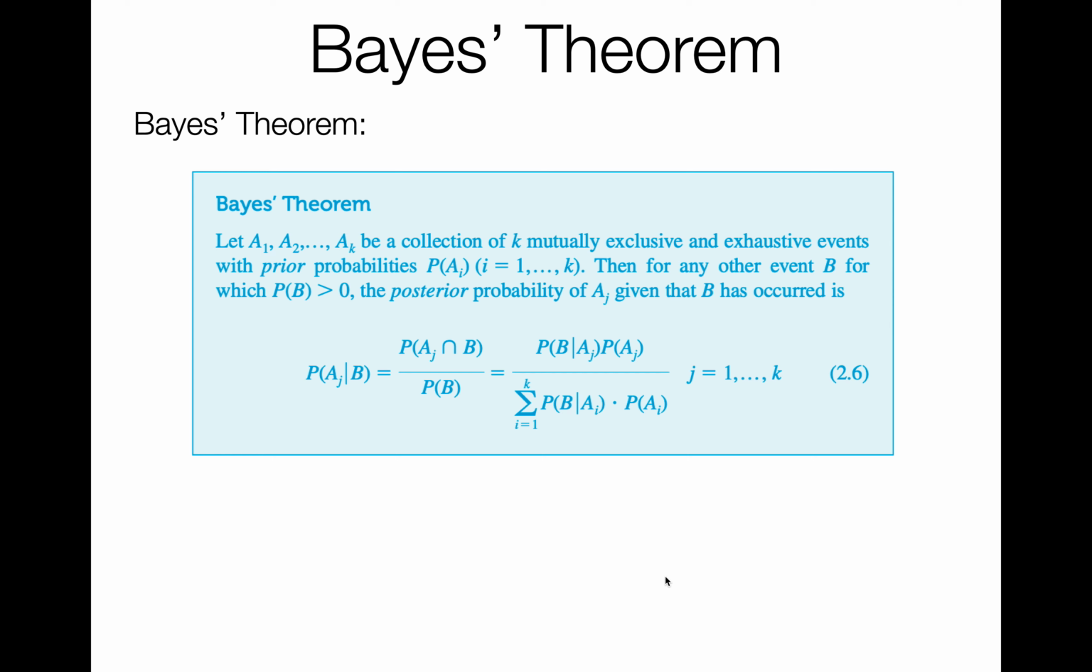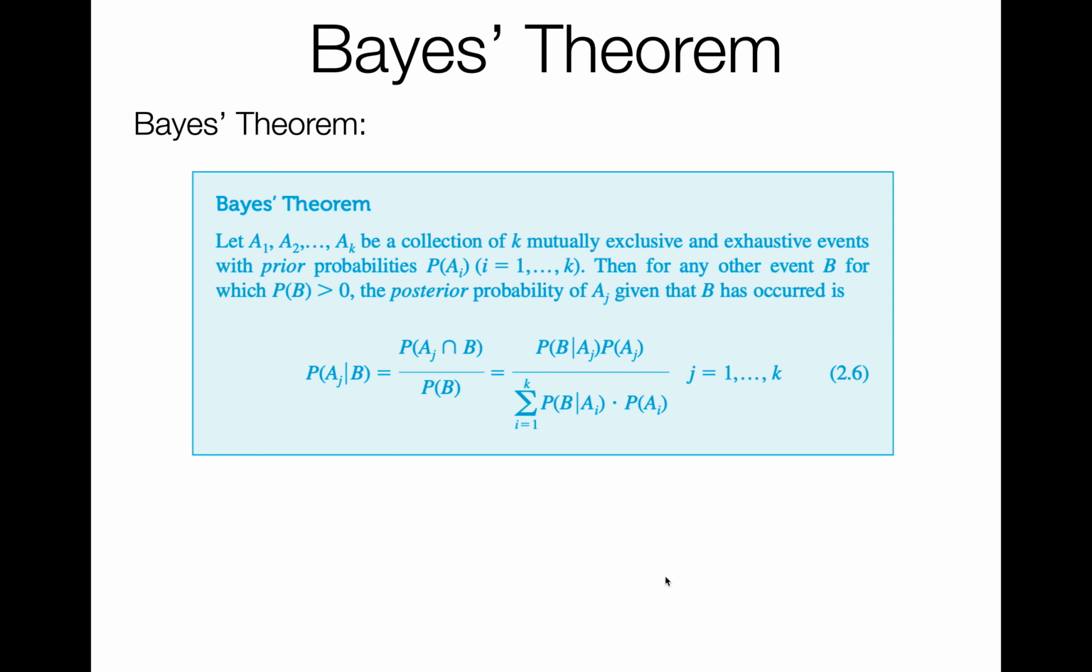Okay, great. These prior and posterior probabilities, we don't need to really worry about what they mean. But we have the probability of the A's by themselves. Those things that make up the sample space, we know what those probabilities are. Then for any other event B, where the probability of B is greater than 0, we get what's in the formula down here.